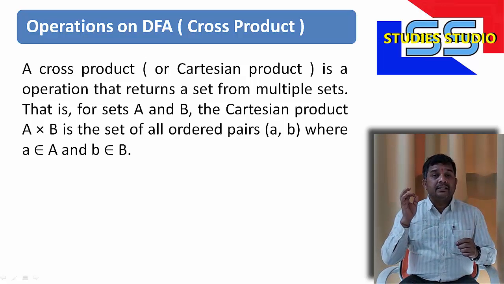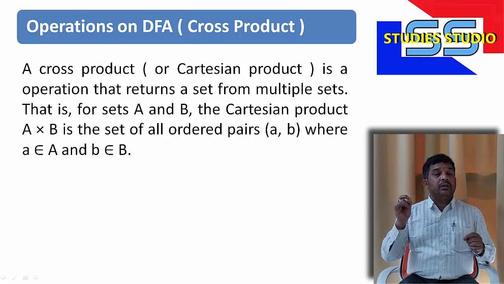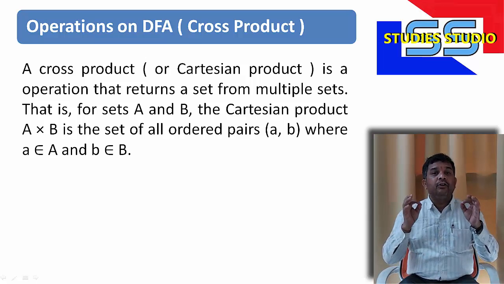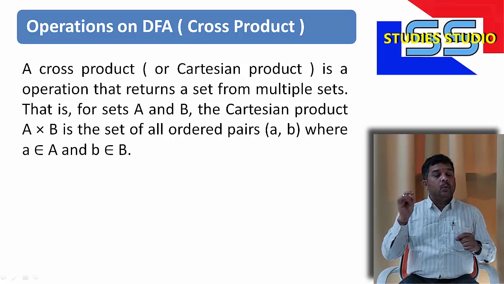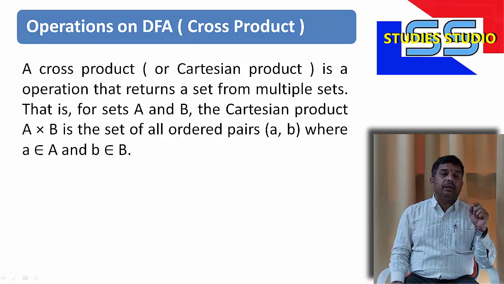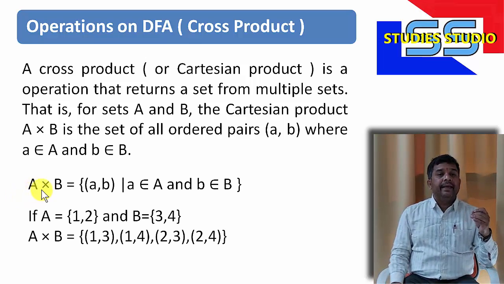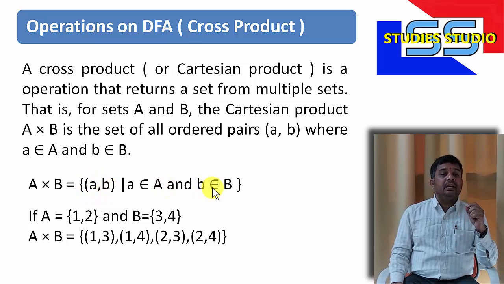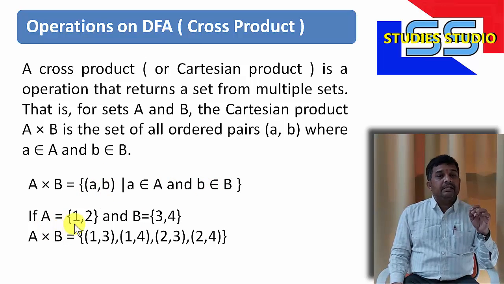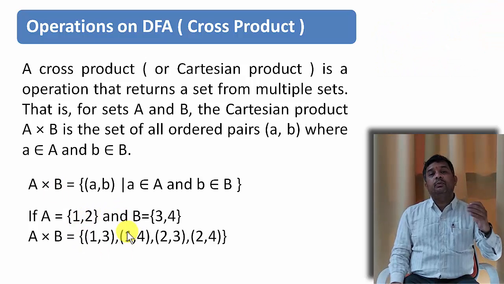That is, for sets A and B, the Cartesian product is denoted by A cross B, and it is the set of all ordered pairs (a, b) where a belongs to A and b belongs to B. So mathematically we can denote it like this. For example, if A is a set containing two elements 1 and 2, and B is another set containing two elements 3 and 4, then their cross product will be (1,3), (1,4), (2,3) and (2,4). So this is the basic knowledge we must have before we start.